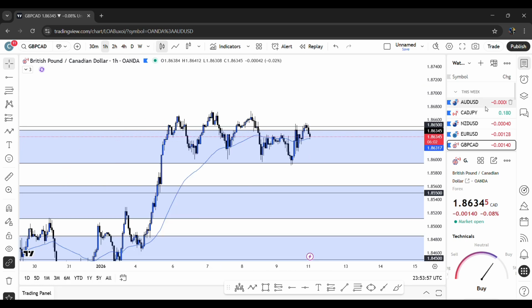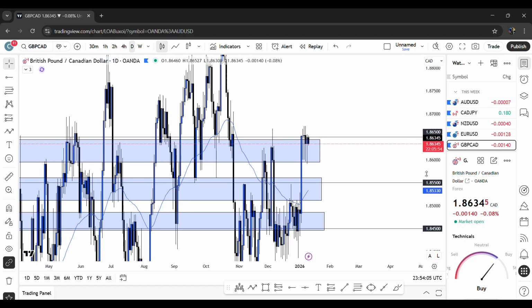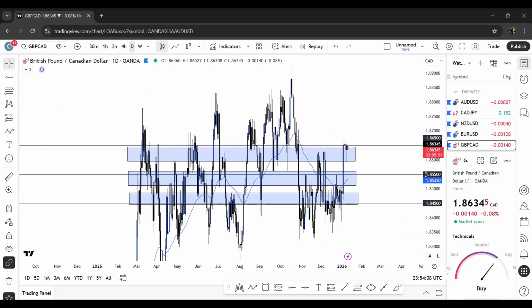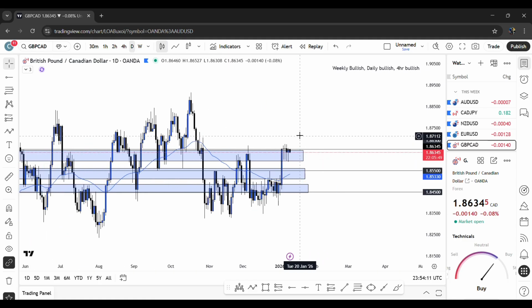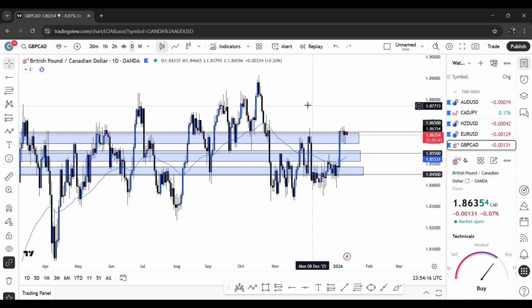So yeah, these were all the markets which I'm interested in trading this week. If you guys have the same markets, let me know.